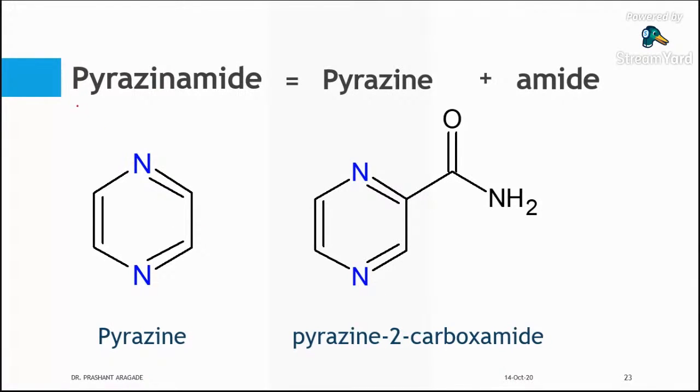The name itself is pyrazine plus amide. So a pyrazine ring plus the amide group at any position, and then you give the numbering in such a way that your name should be pyrazine 2 carboxamide.